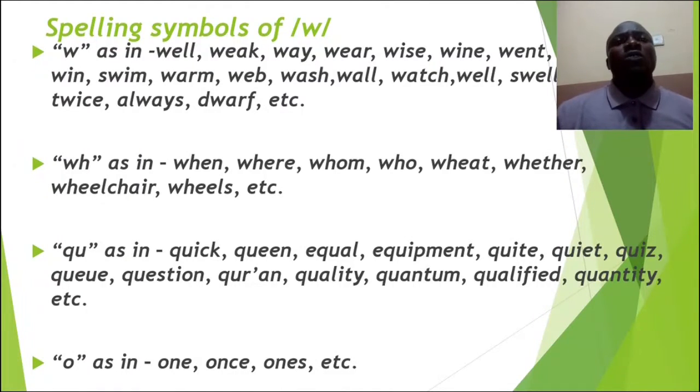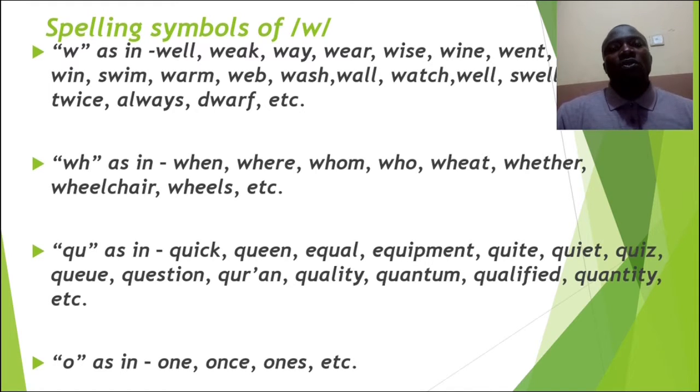Spelling symbols of /w/. Now we have letter W, which will give us /w/ in words like well, weak, whale, where, wise, wine, went, win, swim, warm, wept, wash, war, watch, swell, twice, always, dwarf, etc. Now, letters WH will give us /w/ in words like when, where, whom, who, with, whether, which, wheels, etc.